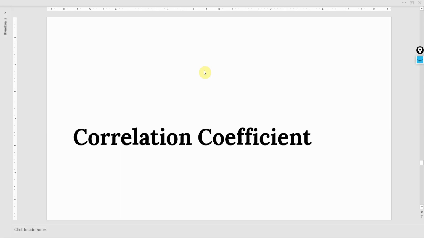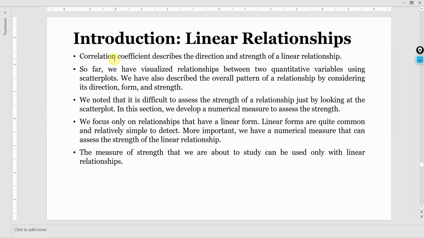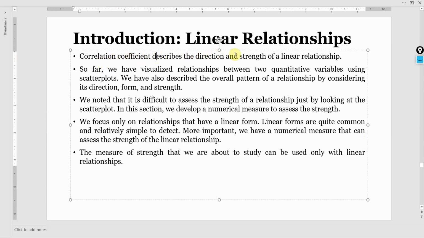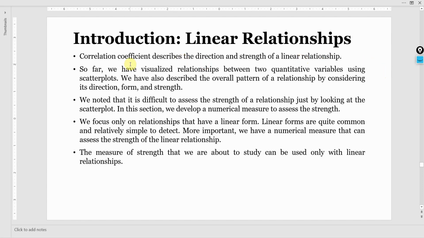In this session, we are going to talk about correlation coefficient. Correlation coefficient describes the direction and strength of linear relationship. Previously, we visualized relationships between two quantitative variables using scatter plots. We also described the overall pattern of the relationship by considering its direction, form, and strength. We noted that it is difficult to assess the strength of a relationship just by looking at the scatter plot.